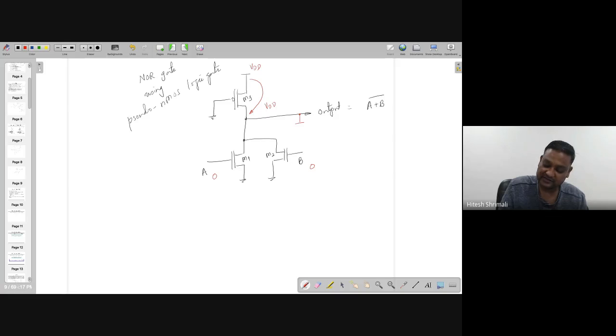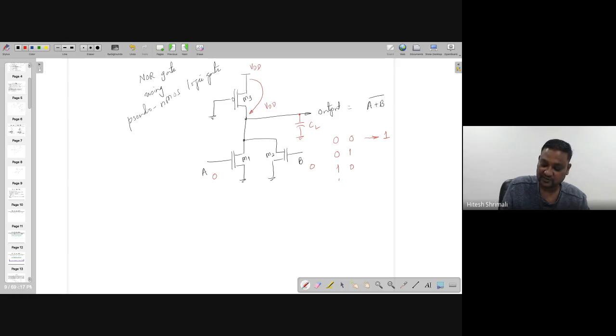Let's assume that there is a capacitance. So at the load capacitance, VDD is going to be available at the positive plate of CL. It's not a problem when both are 0, because if both are 0, I'm expecting the output to be 1. If one of them is 0 and another one is 1, or both are 1, the output is 0.